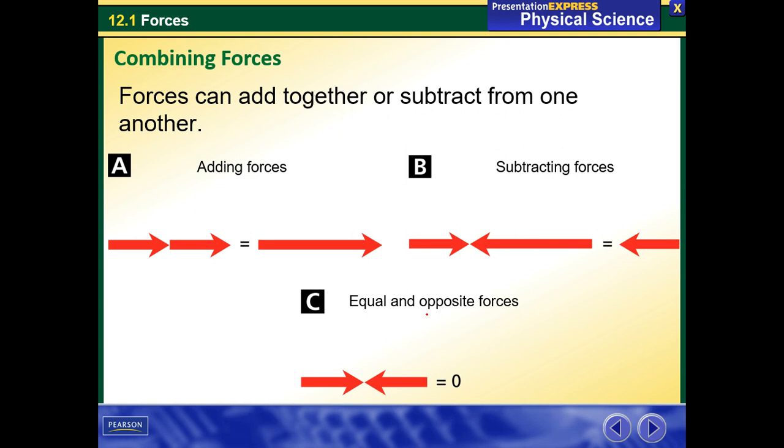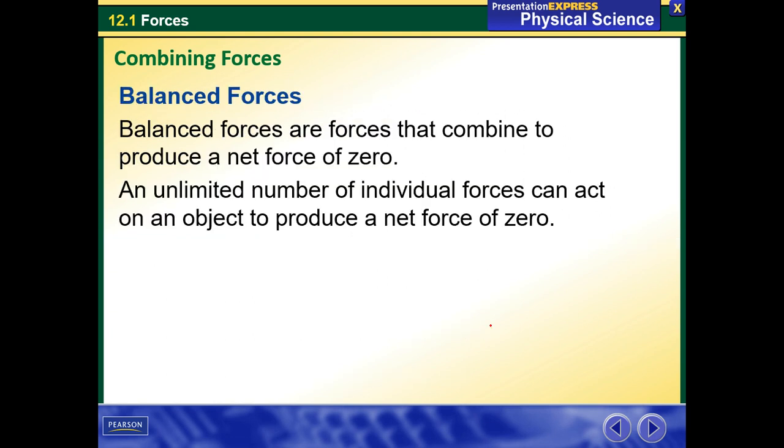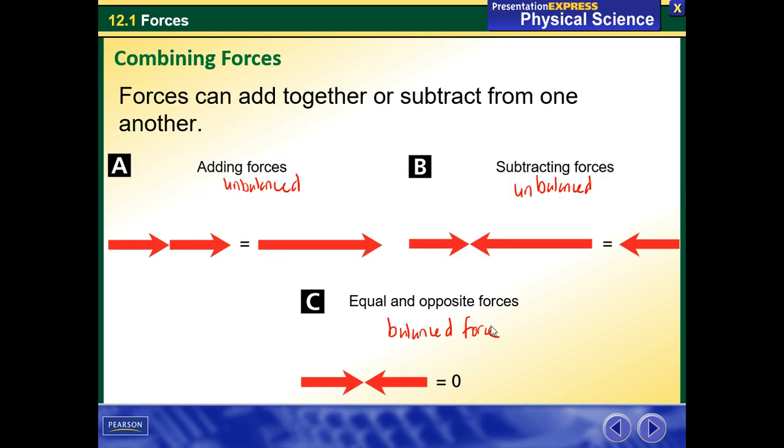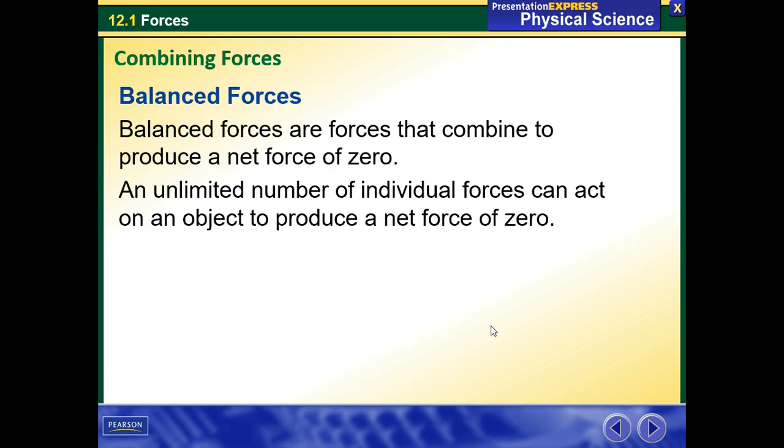Now, if we have equal and opposite forces, notice that they are going to cancel, so we get a 0. And so this would be unbalanced force. This is going to be unbalanced because we have an arrow. And then since this equals 0, we call this a balanced force. Now, balanced forces combine to produce that net force of 0, like we've seen on this slide. And an unlimited number of individual forces can act on it, but if the net force is 0, it's still considered balanced.